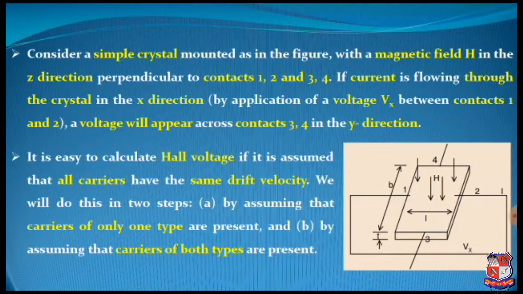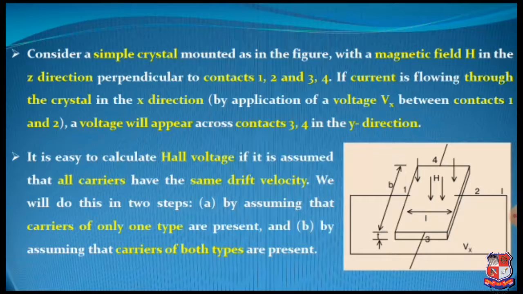From this figure, the two more parameters which we have to consider are small b and small t. Small t is the thickness of the crystal and small b is the breadth of the investigating crystal. It is easy to calculate Hall voltage if it is assumed that all carriers have the same drift velocity. Here the word drift velocity arises.